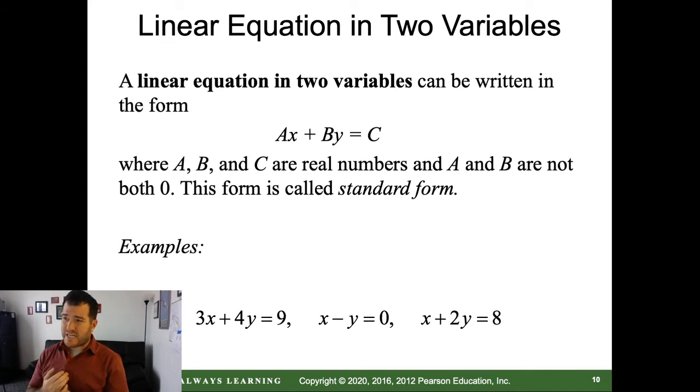So now, what is a linear equation? The first thing I always think about when I think of a linear equation is I see this word right here, which is line. So we're going to talk about line equations, or linear equations, in two variables, which can be written in the form ax plus by equals c. That's something called standard form, which we'll talk about in a second. Some examples are 3x plus 4y equals 9, x minus y equals 0, and x plus 2y equals 8. Okay, so that's what we're talking about.